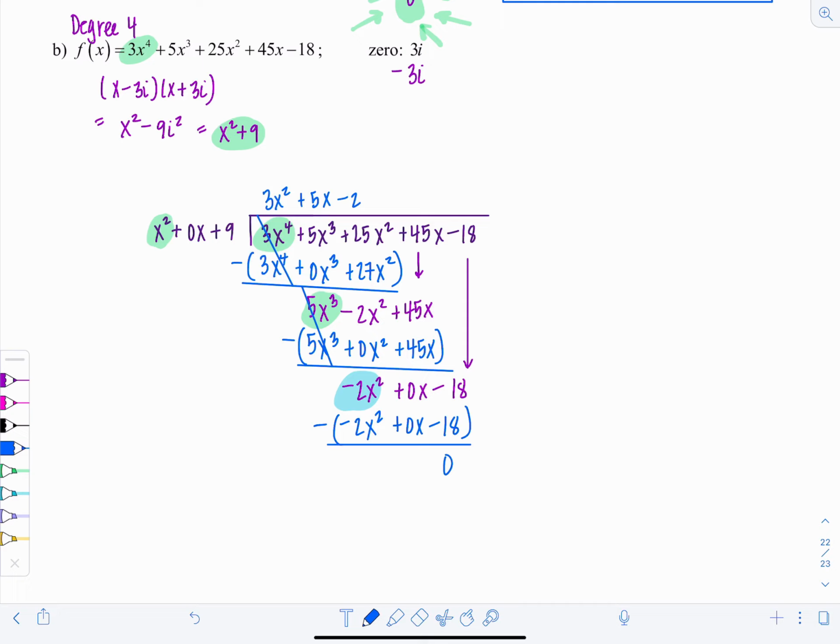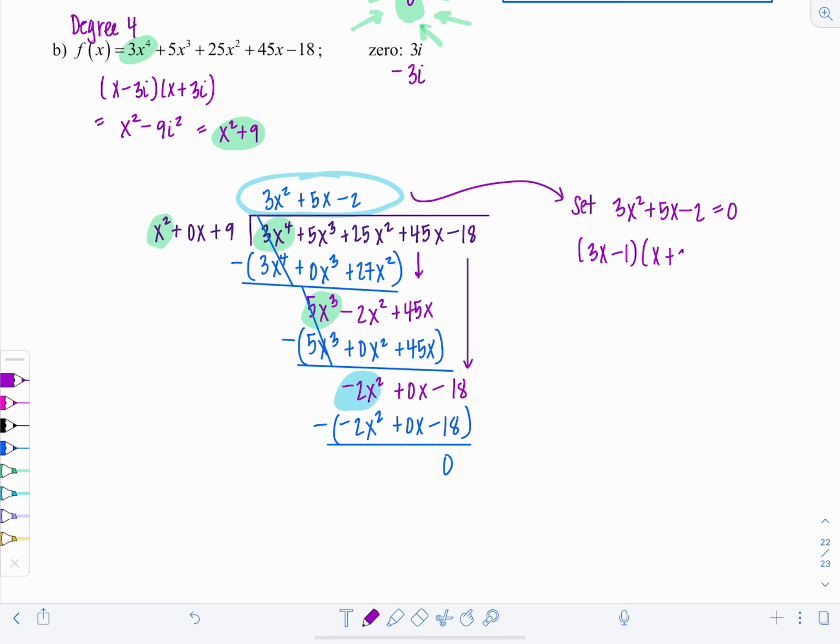All right, where are the remaining two zeros sitting? They're in here, in 3x squared plus 5x minus 2. So let's extract them. I'm going to set 3x squared plus 5x minus 2 equal to 0. Ooh, it factors, so we have 3x minus 1 times x plus 2 equals 0. And then setting each of the factors equal to 0, I get x equals 1/3 or x equals negative 2. My goodness, we got them all.